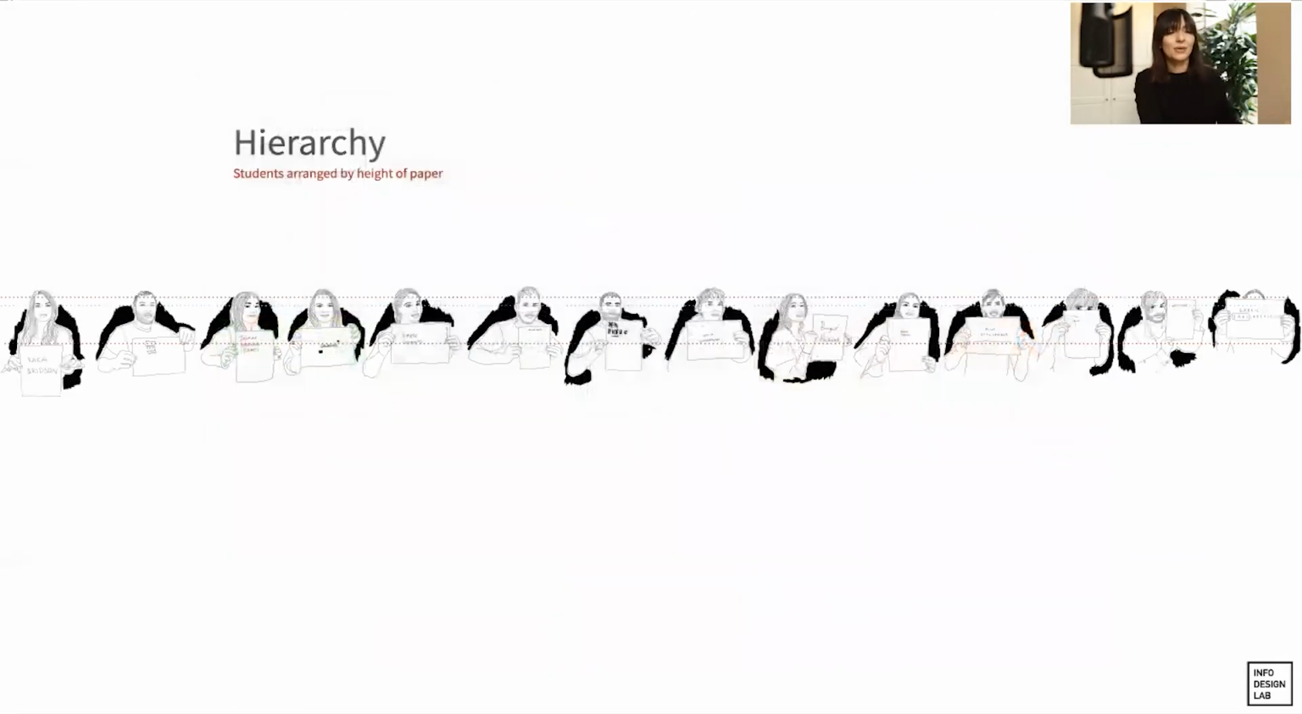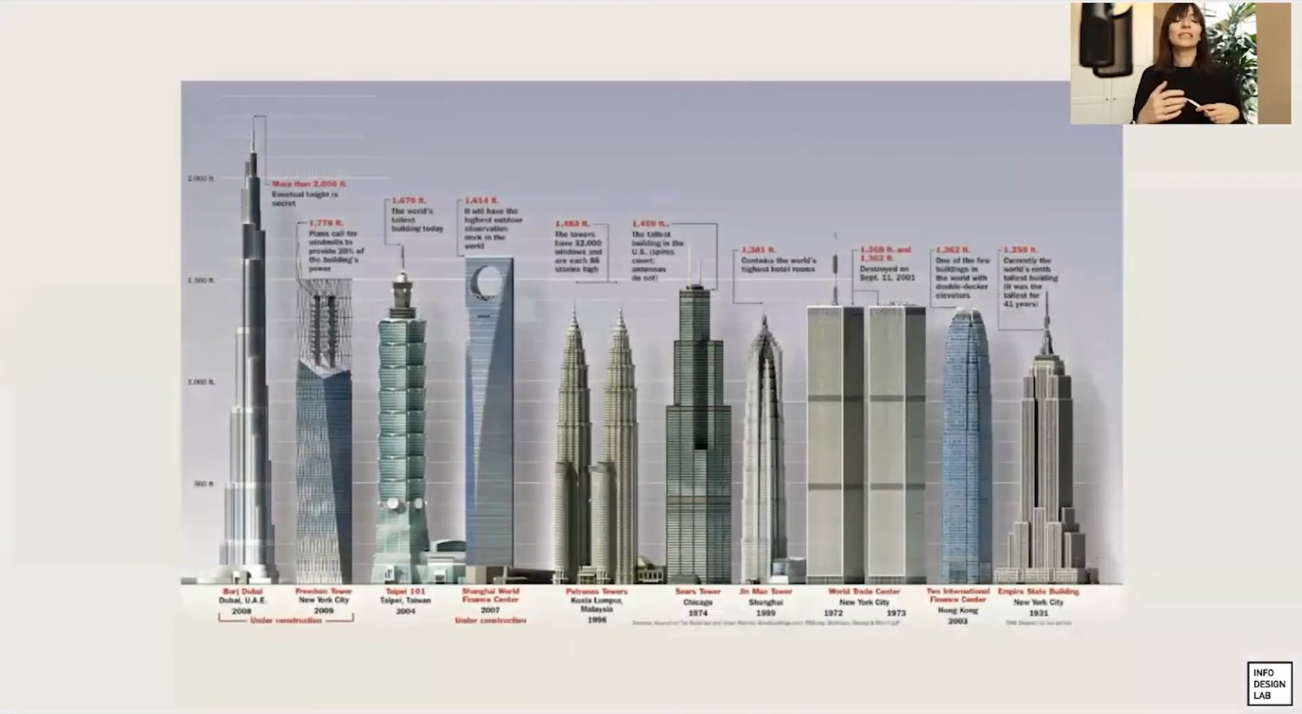And then we have hierarchy. So students in this case are arranged by the height of the paper with the eyes as a reference point. You can see that there are some students that have the paper just down here, and there are people that are just covering their face. So any quantitative comparison can be described as a continuum, from the smallest to the tallest, from the lightest to the heaviest. So arranging items in a continuum indicates that this visual scale is the most important aspect of the data.